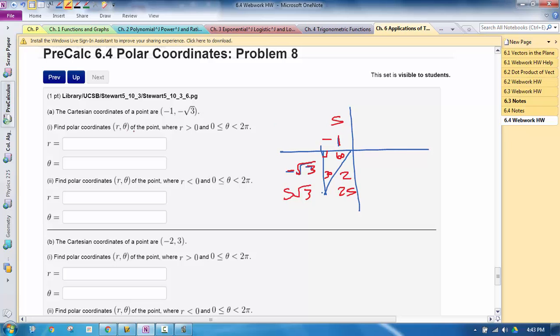Now it says find polar coordinates where r is positive and the angle is between 0 and 2 pi. So the angle we want to rotate is around pi plus pi over 3. So pi plus pi over 3, that's 180 plus 60. Let's get a common denominator. It's 4 pi over 3. And you might remember that from the unit circle. And then I just need to go out the distance of 2 that we had for this hypotenuse right here. All right, I hope this helps.